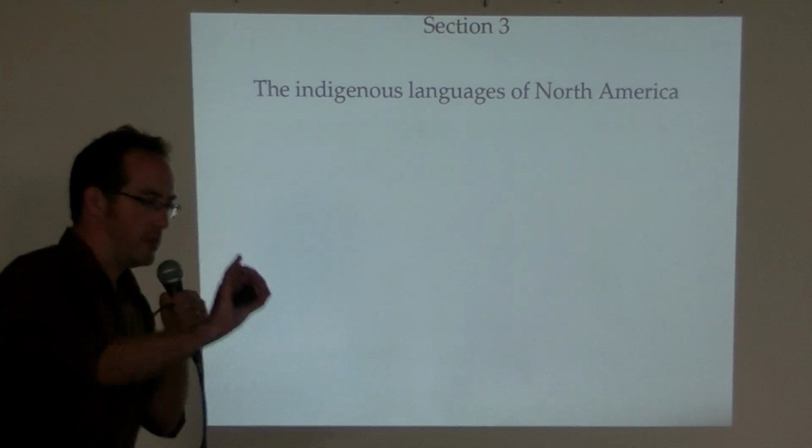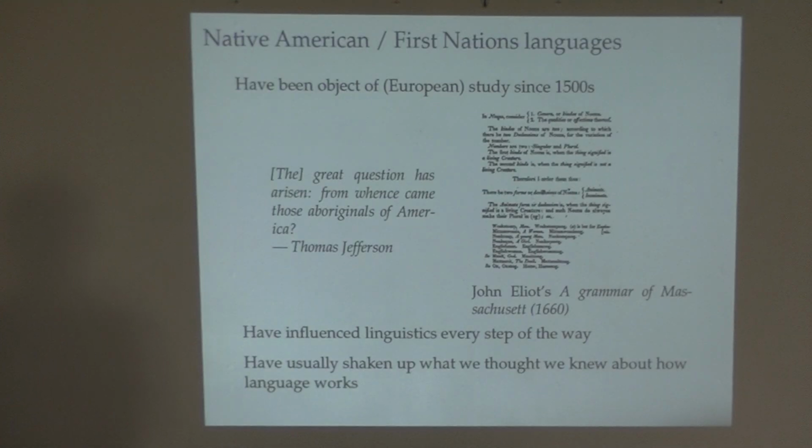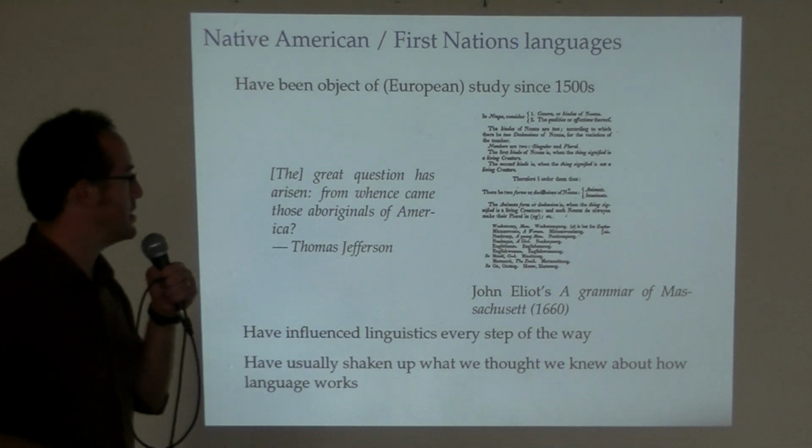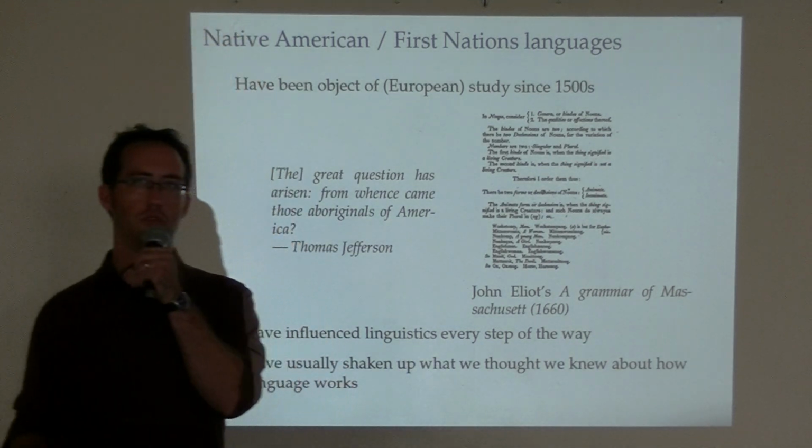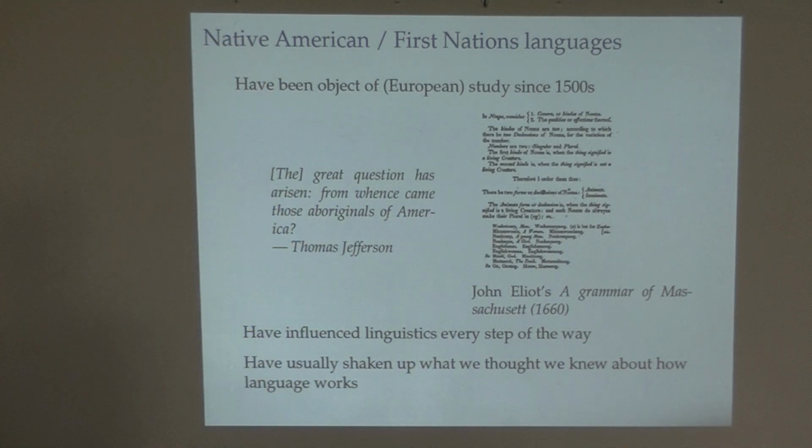Now for North American languages, that's my element of focus. These languages have been the object of study ever since people knew that these people existed. Ever since Europeans knew that these people existed. So here's an example of a reference grammar from 1660, John Eliot's Grammar of Massachusett, the tribe after which the state was named.